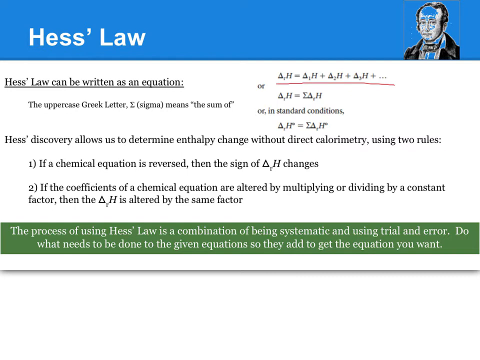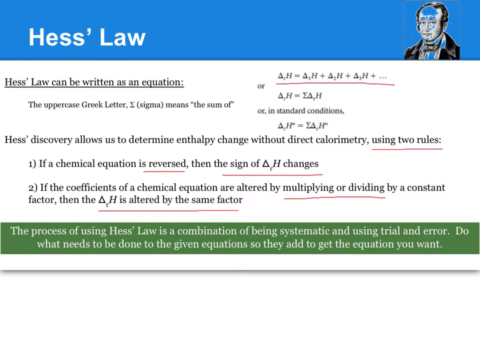We're going to use Hess's Law based on two different rules that we've already discussed. The first one is that if we reverse the chemical reaction, then we change the sign of our delta H from negative to positive or positive to negative. The second one is that if we multiply or divide the coefficients of a chemical equation, we have to do the exact same thing to the delta H, to our enthalpy change.